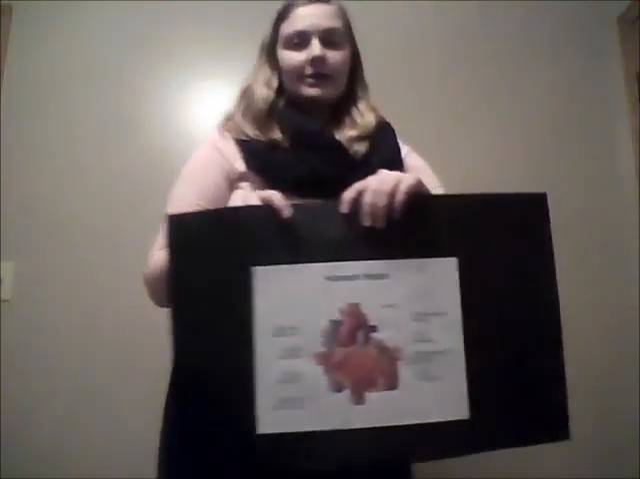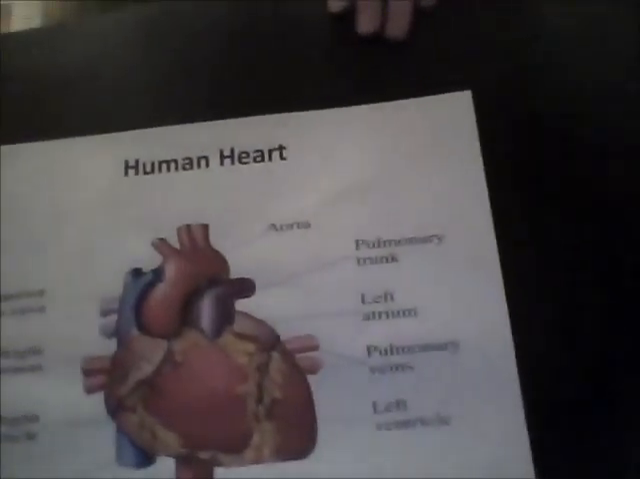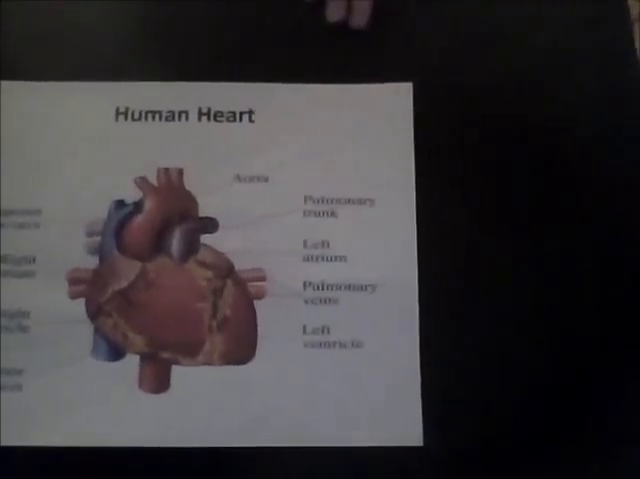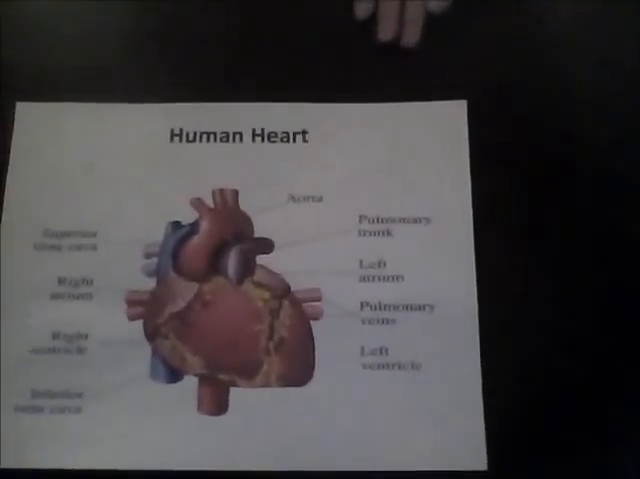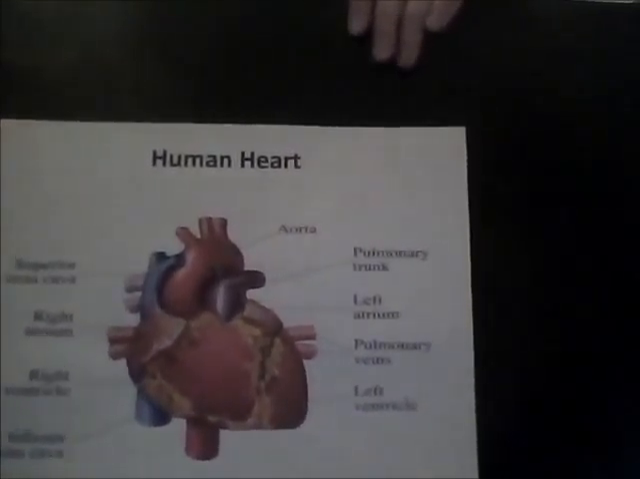To begin with, we're going to look at the four main parts of the heart. First, we want to look at the right atrium, the right ventricle, the left atrium, and the left ventricle. These four sections, as on this diagram, show you where these are at. The left ventricle and the right ventricle are on the bottom. The right atrium and the left atrium are on the top.